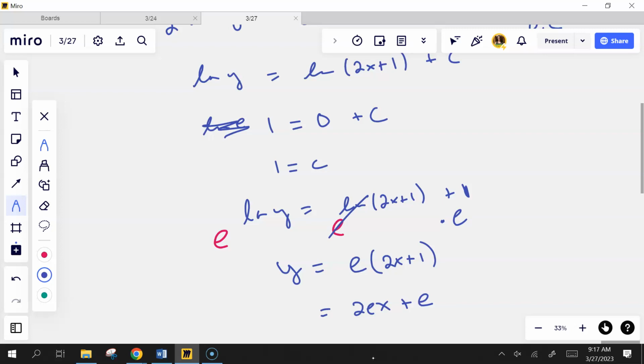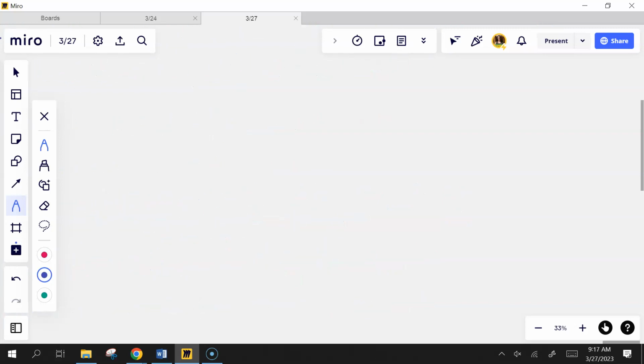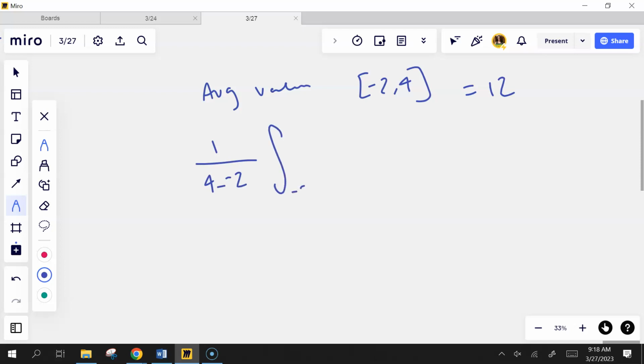The average value of a continuous function on the interval -2 to 4 is 12. So that means 1 over 4 minus -2 times the integral from -2 to 4 of f of x dx equals 12.